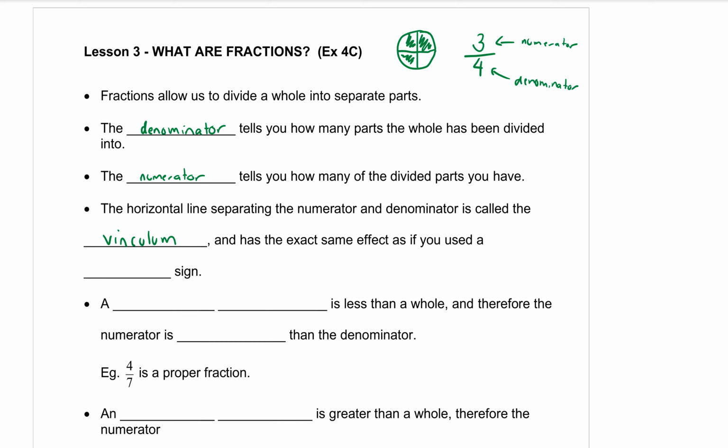So that line in our fraction is called the vinculum, and it has the same effect as if you were using the divide sign. So if I had a 12 on the top of a fraction and a 3 on the bottom, it is the same as saying 12 divided by 3, which is equal to 4. Okay, so that vinculum is the same as dividing.